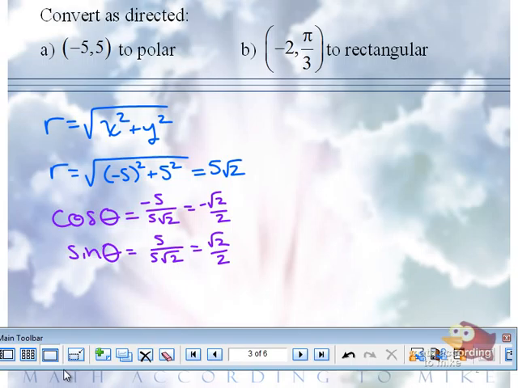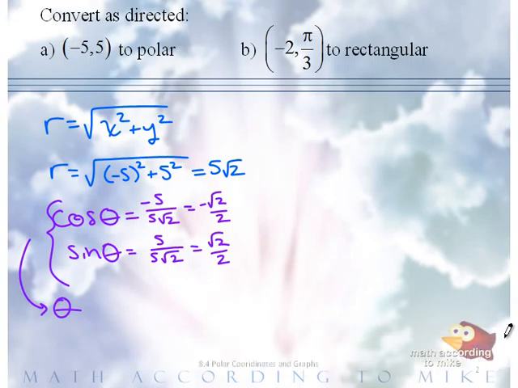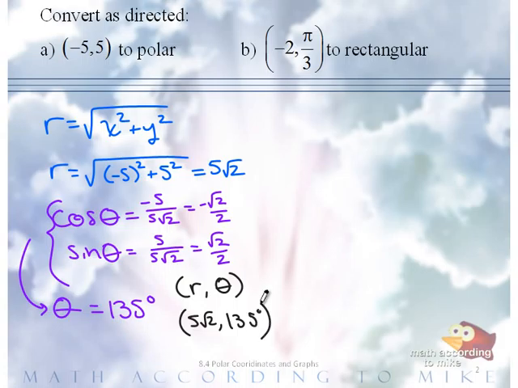So for what angle theta is the cosine negative radical 2 over 2, and the sine positive radical 2 over 2? 135. So in terms of an ordered pair, R comma theta, what's our R? What's our theta? Good. So the rectangular point negative 5 comma positive 5 is the same as 5 radical 2 comma 135 degrees.